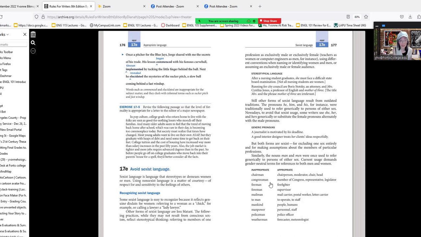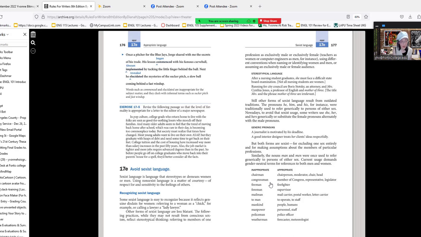Avoid sexist language. Sexist language is language that stereotypes or demeans women or men. Using non-sexist language is a matter of courtesy, of respect for and sensitivity to the feelings of others. Some sexist language is easy to recognize because it reflects genuine disdain for women, referring to a woman as a chick, for instance, or calling a lawyer a lady lawyer. Other forms of sexist language are less blatant.